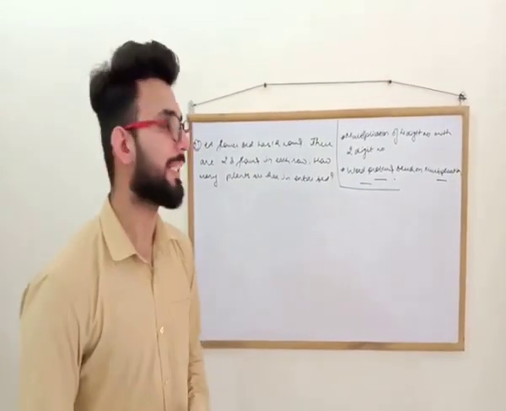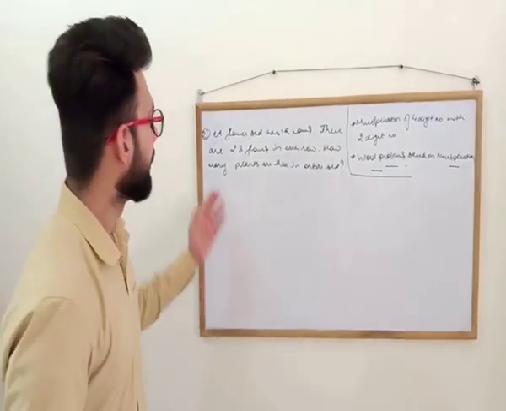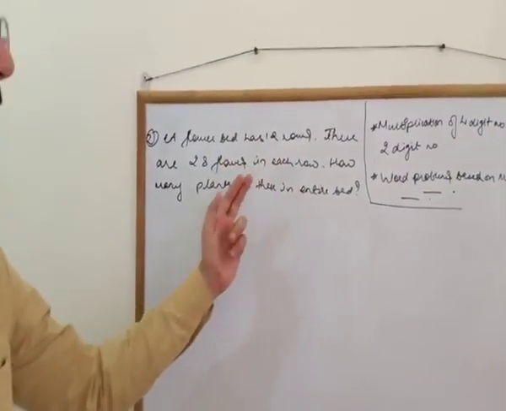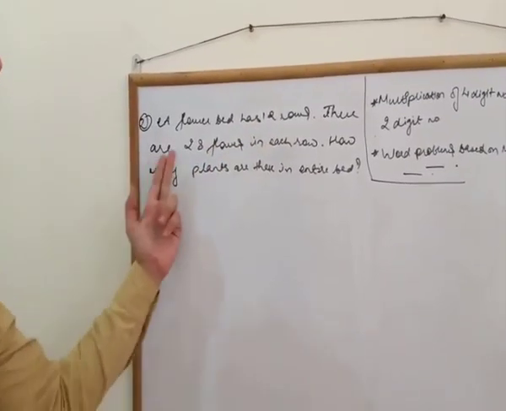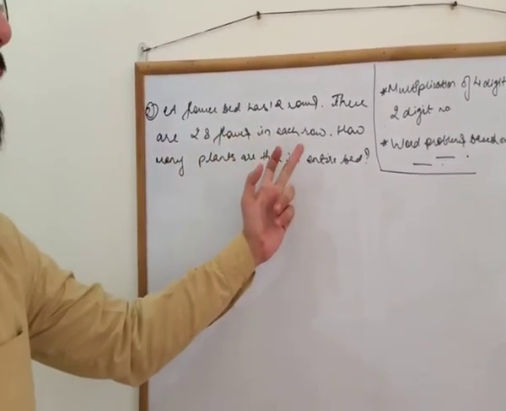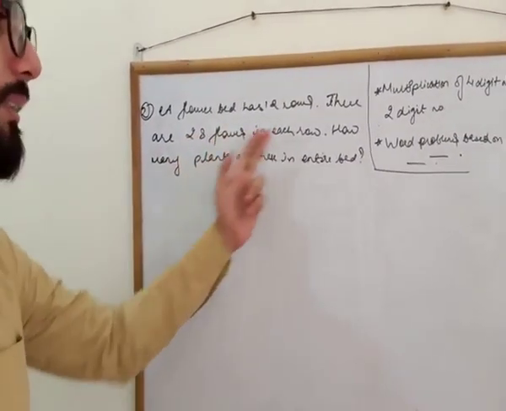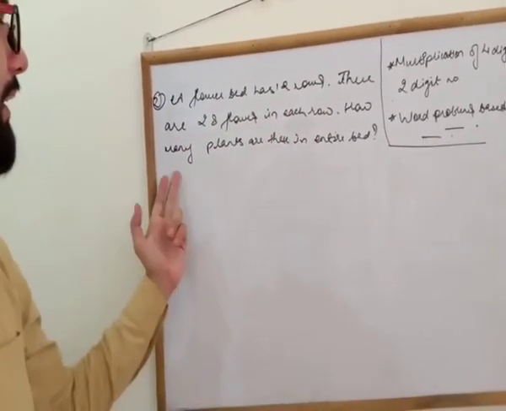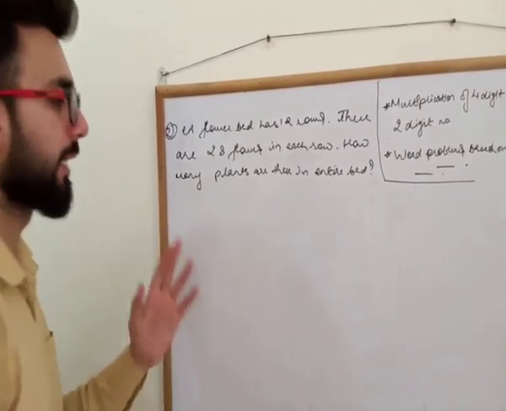So moving on to a second example of a word problem. We have a question over here. A flower bed has 12 rows. There are 28 flowers in each row. How many plants are there in the entire bed? Plants, or you can say flowers, in the entire bed.